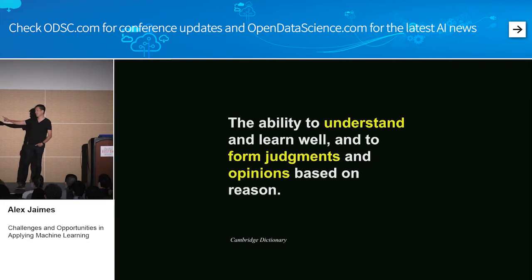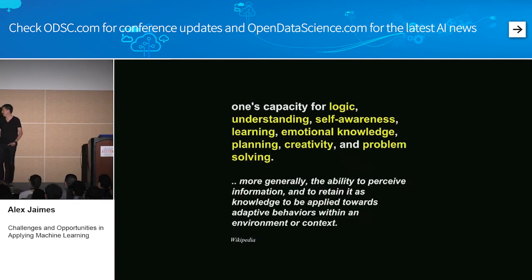Now, based on this definition alone, it's hard to judge whether people are intelligent often, right? Like, often people do stuff and you're like, you clearly didn't understand anything I said, and you're not forming judgments, you don't have opinions, et cetera, et cetera. If we go deeper, this is from Wikipedia, one's capacity for logic, understanding, self-awareness, learning, emotional knowledge, planning, creativity, and problem solving. More generally, the ability to perceive information, retain it as knowledge to be applied towards adaptive behaviors within an environment or context. This is really complicated. Like, just take any of those words and try to define it, right? So that kind of shows you how far we actually are from AI, and the killer robots in some sense, right? An AI that's going to replace us.